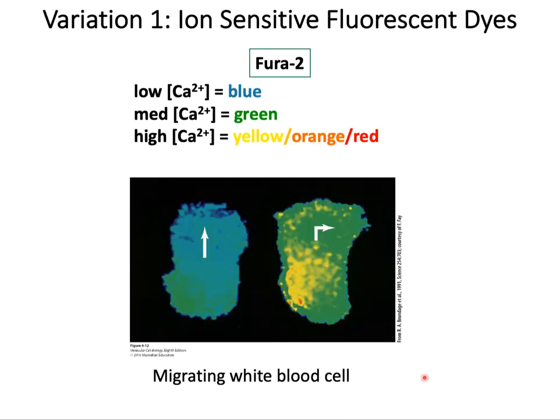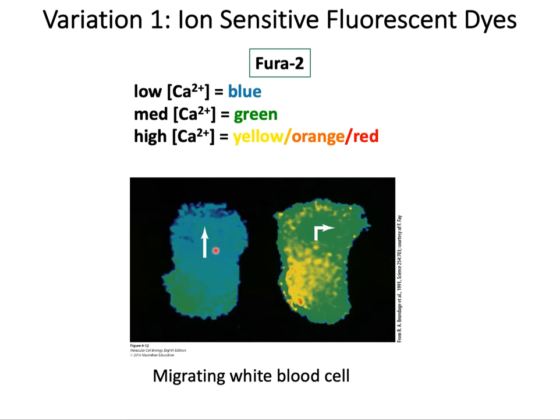There are some very interesting and powerful variations on fluorescence microscopy. I want to talk about three of them. The first variation is the powerful use of ion-sensitive fluorescent dyes. These dyes fluoresce at different wavelengths depending on the concentration of different ions. An example of an ion-sensitive fluorescent dye is Fura-2. It is sensitive to the calcium concentration in its immediate surroundings. So when calcium is low, the dye fluoresces in the blue range.